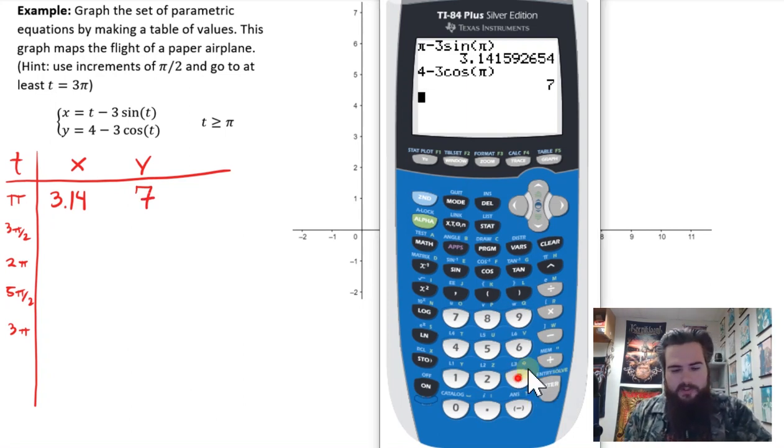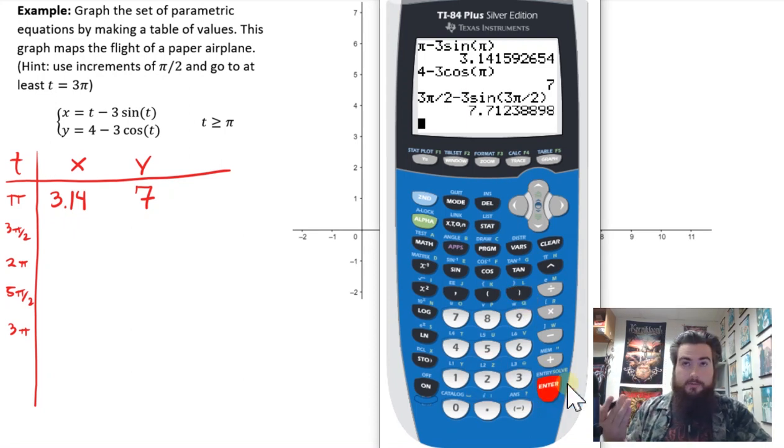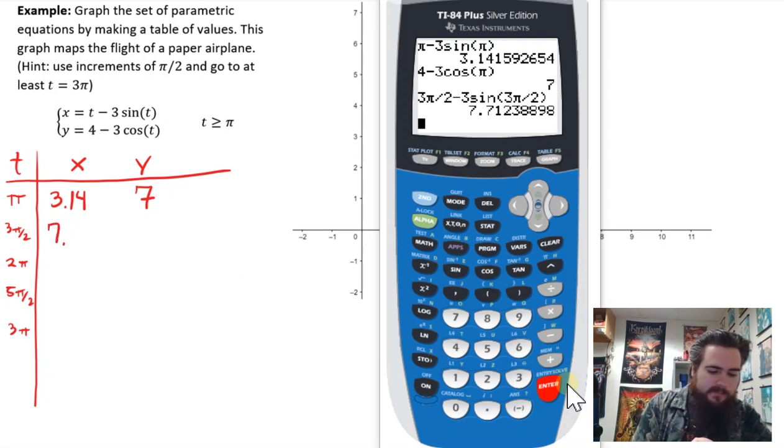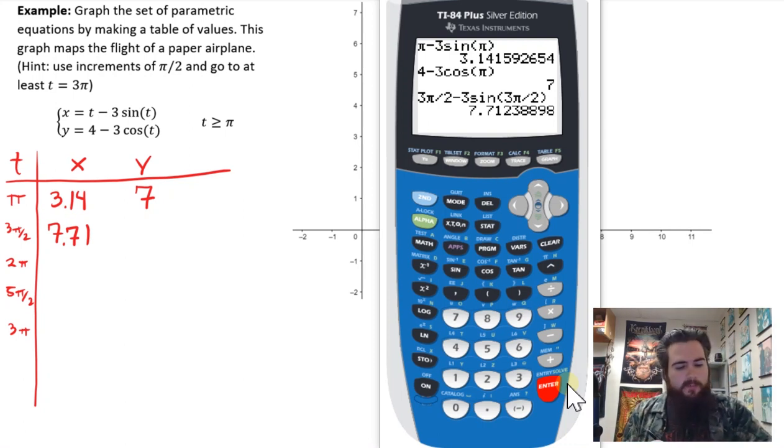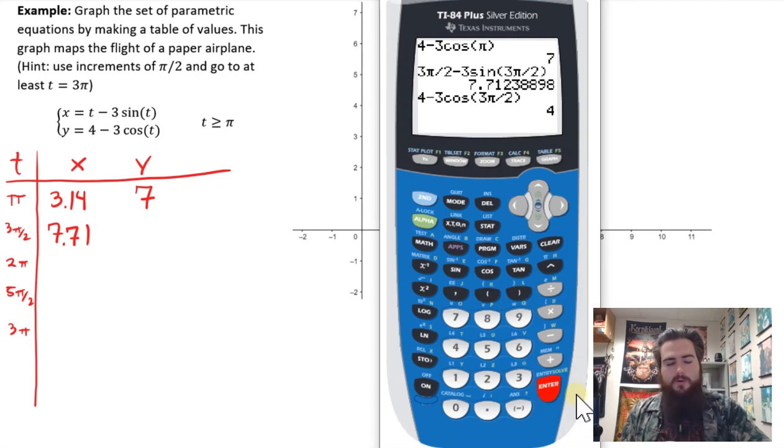Then with 3 pi over 2, I'm going to get 3 pi divided by 2 minus 3 times sine of 3 pi over 2, which is negative 1. So that's really just going to be 3 pi over 2 plus 3, so 7.71. And then 4 minus 3 cosine of 3 pi over 2. Cosine of 3 pi over 2 is just 0. So that's just going to give us 4.